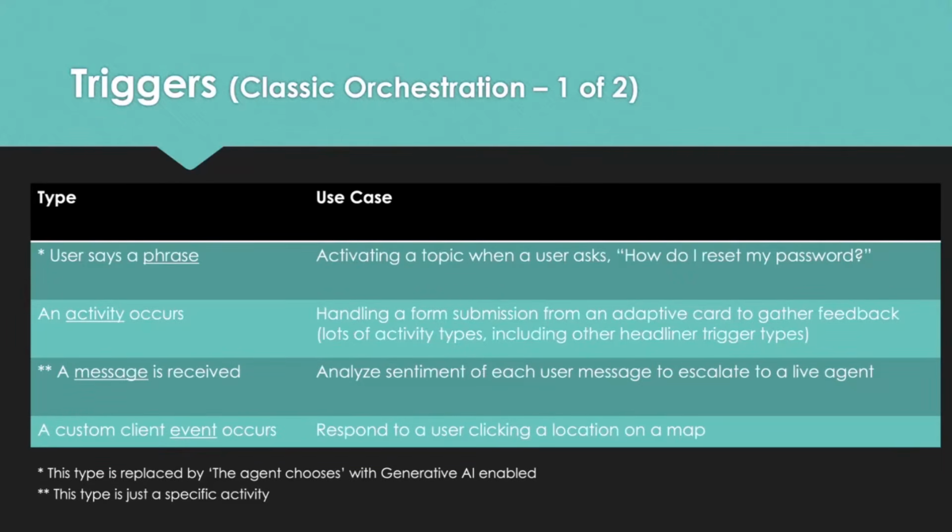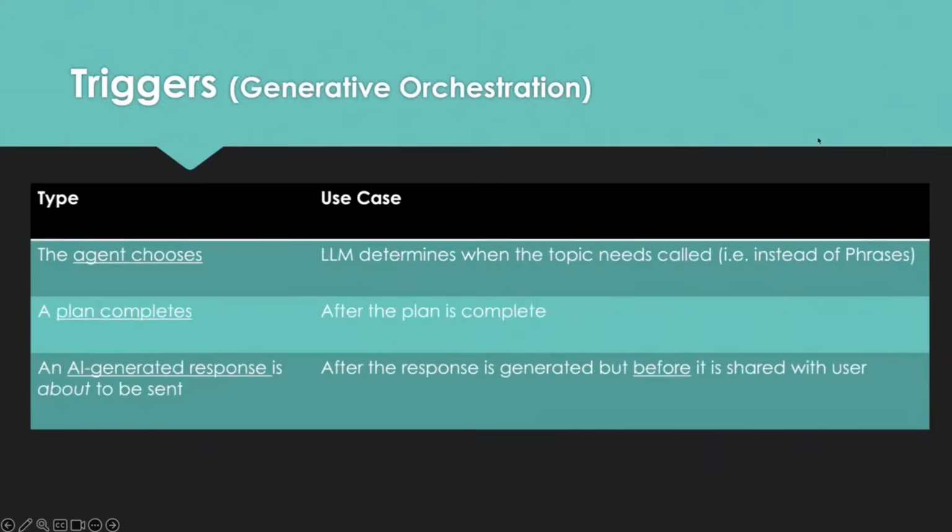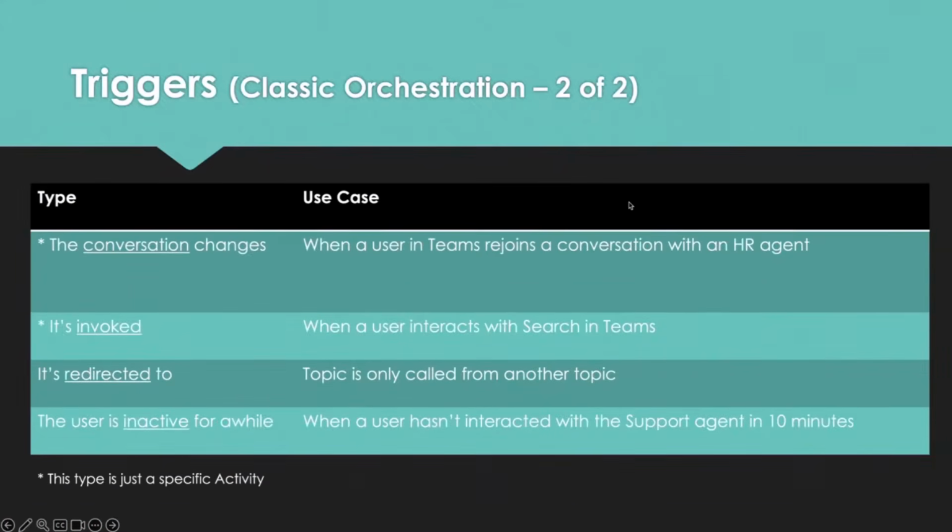So imagine building something in Power Apps or building something in a custom web app. Let's say you've got a map of all your locations. Somebody clicks on that map and you want to maybe give information from your chatbot directly from that location. You can do things like that with those custom client events. And moving right along, the next part here we have for our classic triggers: when the conversation changes. So maybe it's somebody coming back to join a conversation with an HR agent and you want to capture them rejoining.